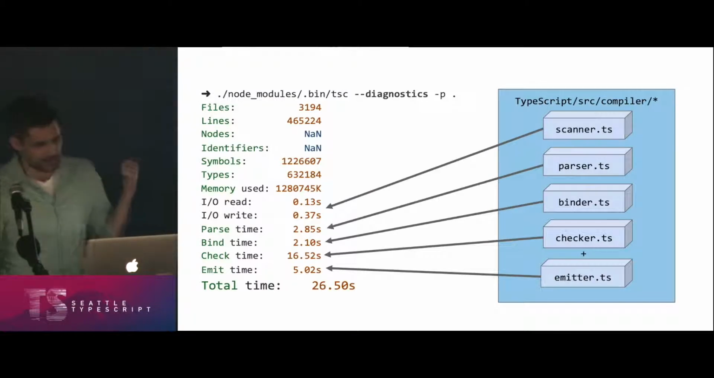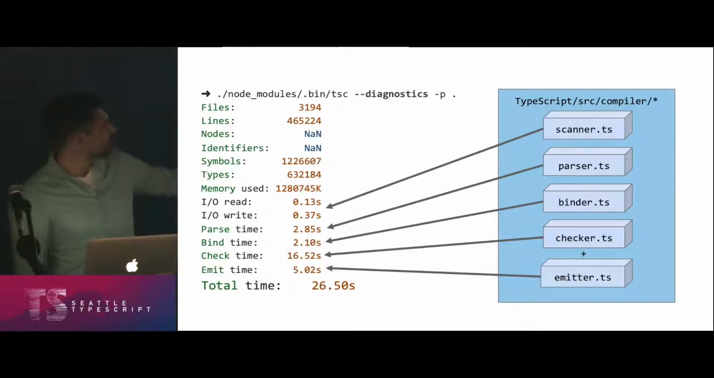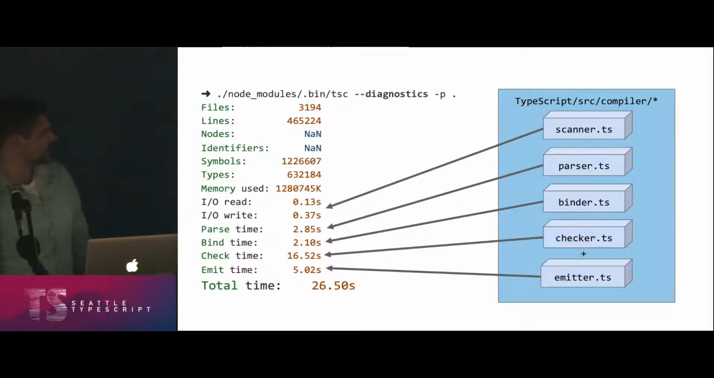So I actually ran that on a project of fairly good size. I think it's about 3,200 files and almost 500,000 lines of code. And the output that it gives after it does a compilation, you'll see on the left-hand side here. And what's cool about this is it'll actually show you just how much time it spent in each of these components that I just previously talked about.